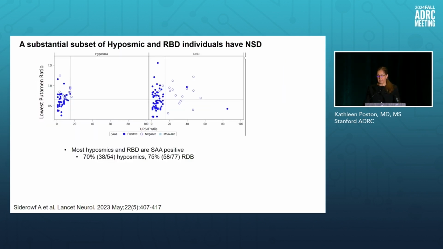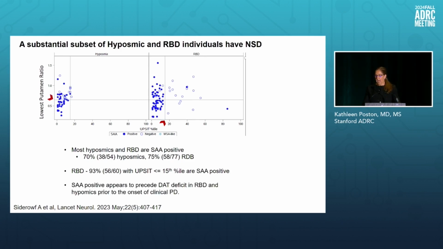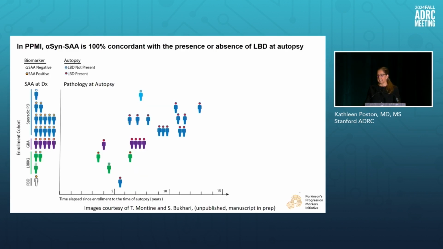A substantial subset of those who are hyposmic or have REM sleep behavior disorder also seem to have a positive assay. And importantly, about 93% of those with REM sleep behavior disorder who are hyposmic also have a positive assay. And it seems as though the assay precedes the abnormality on DAT, but we're currently enrolling a cohort within PPMI of synuclein seed amplification positive individuals, DAT negative, and following them to see if that sequence of events is in fact correct. This is a hypothesis that clearly needs tested.